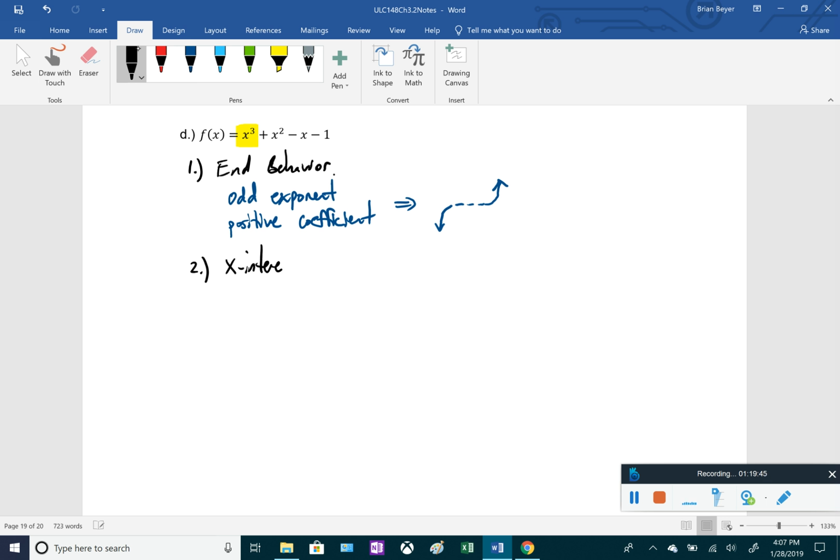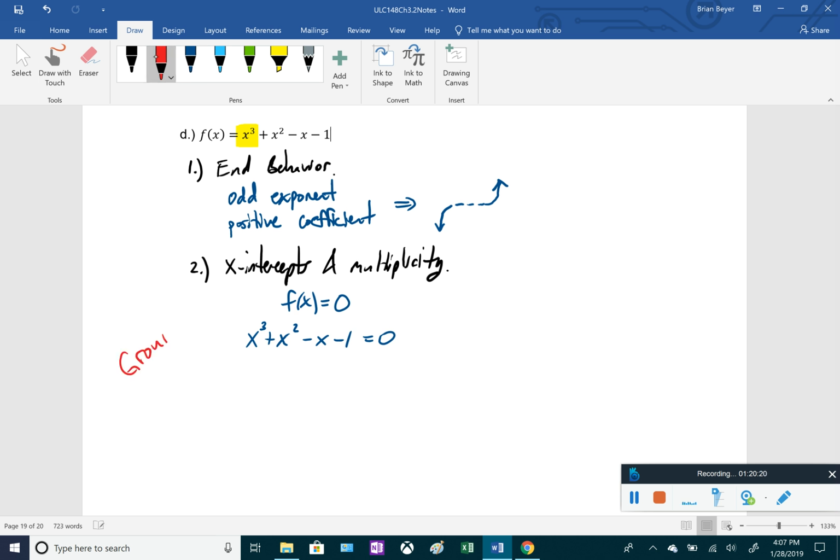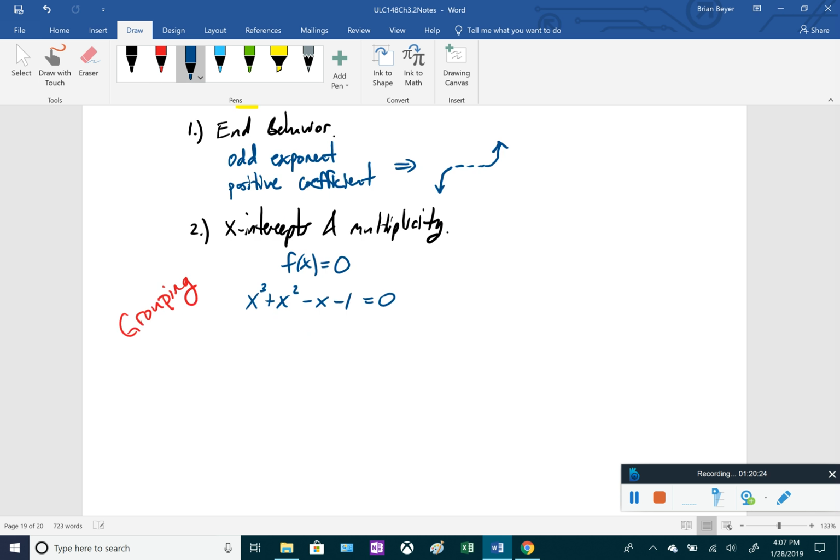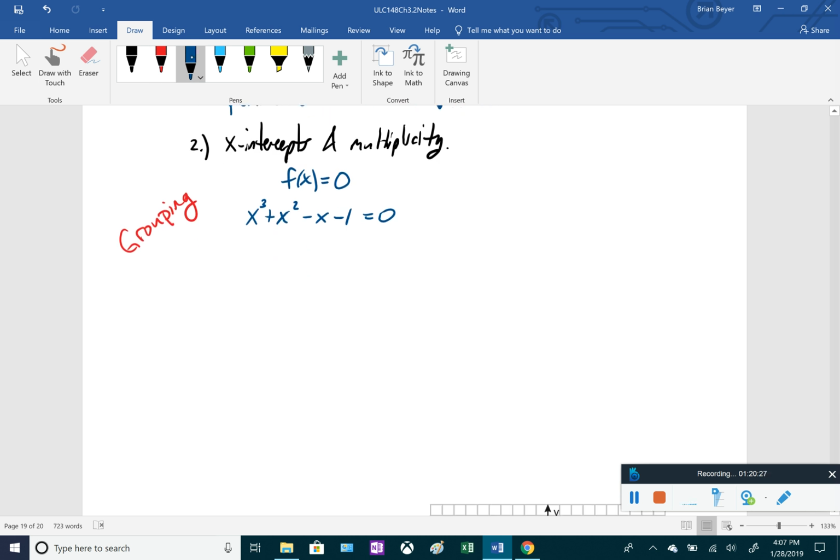And then next, x-intercepts and multiplicity. So before even doing the x-intercepts here, we can see that we have a degree 3 polynomial. And we have all four terms, so automatically I'm thinking grouping. It's not always going to work, but it's a good place to try. So set it equal to 0. So once again, I'm going to skip right to the factored version, but I'll write down the method. So when we group this, what we end up getting is x plus 1 squared times x minus 1 equals 0.